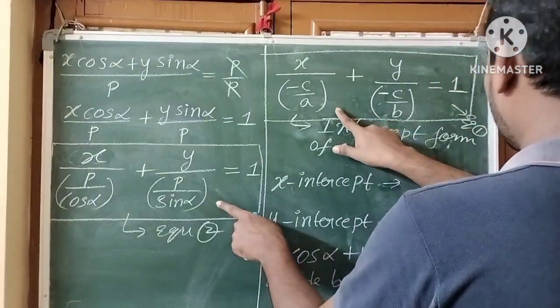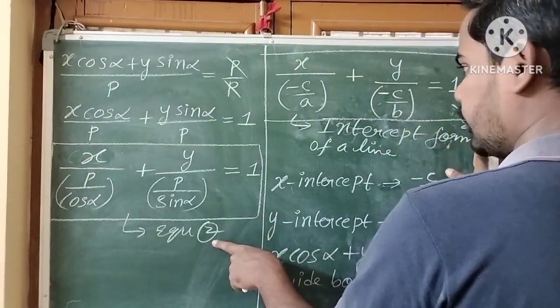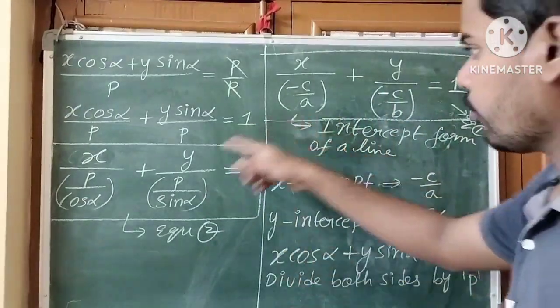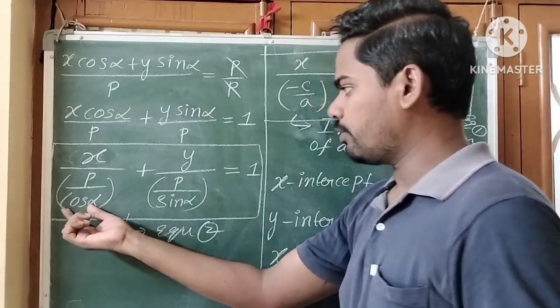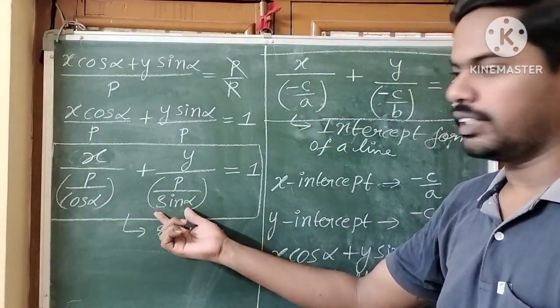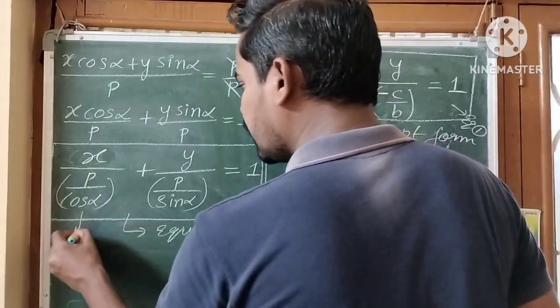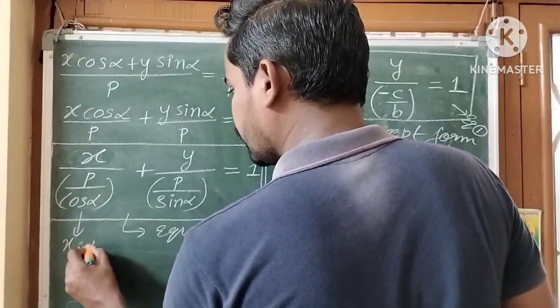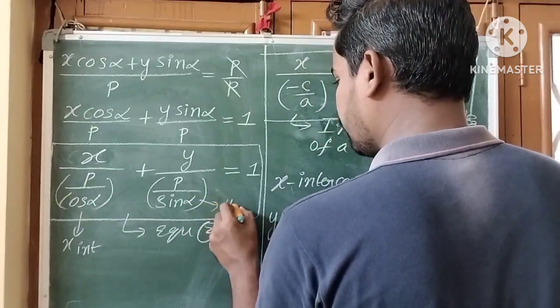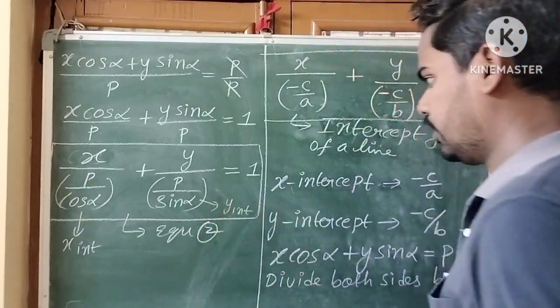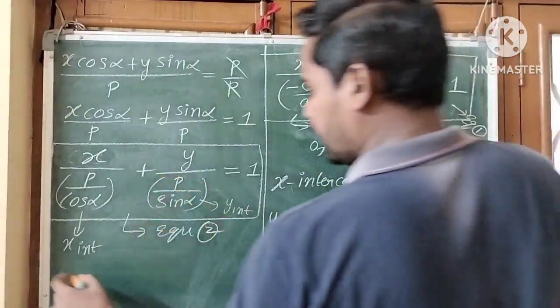Compare equation 1 and equation 2. Both are in intercept form. Here x intercept is p by cos alpha, and y intercept is p by sin alpha. This is called x intercept, and this is called y intercept.